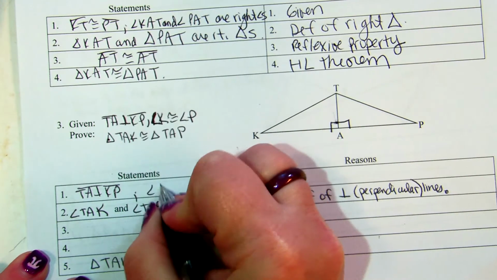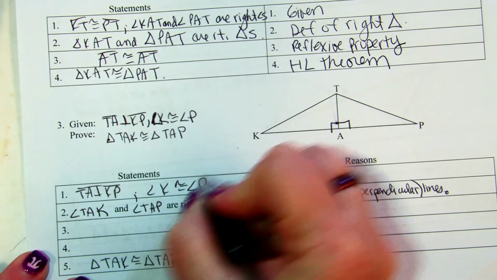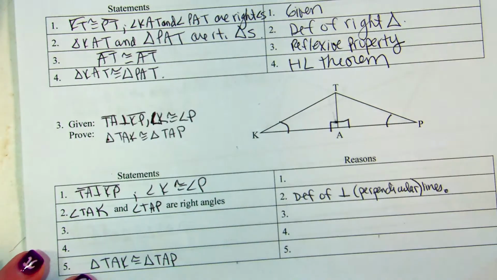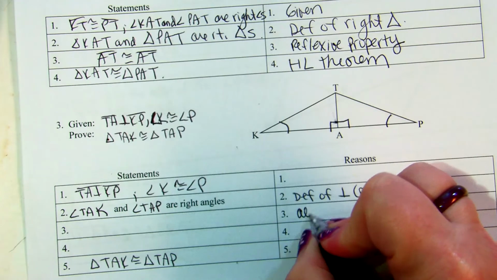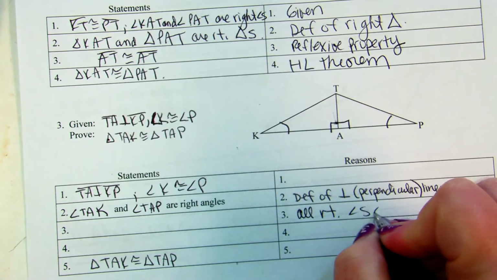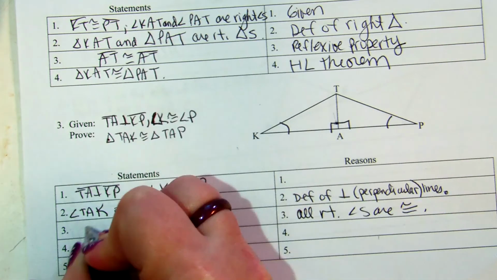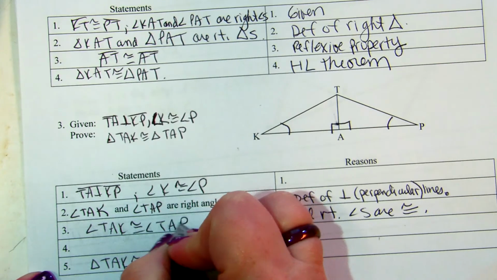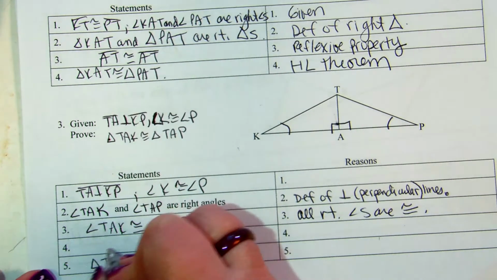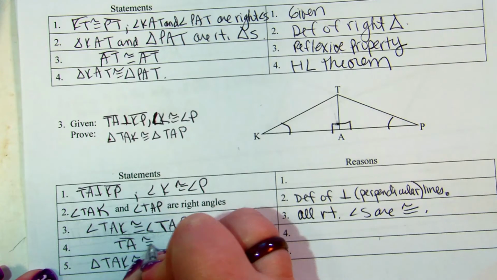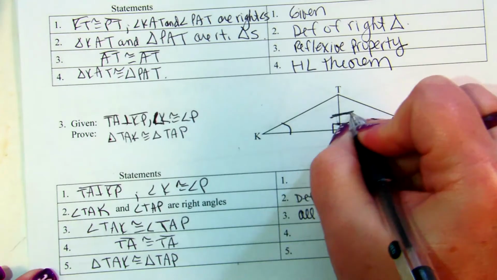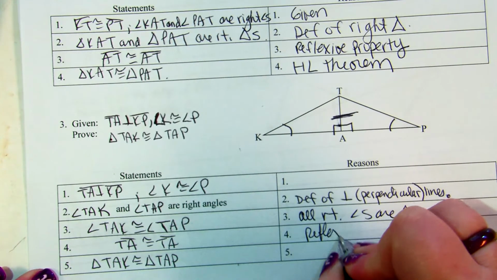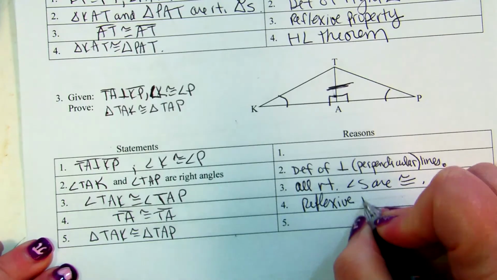And then angle K is congruent to angle P. Angle K is congruent to angle P. So because they're right angles, they're congruent to each other. There's something called all right angles are congruent. So angle TAK is congruent to angle TAP. All right angles are congruent. And then TA is congruent to TA using the reflexive property.